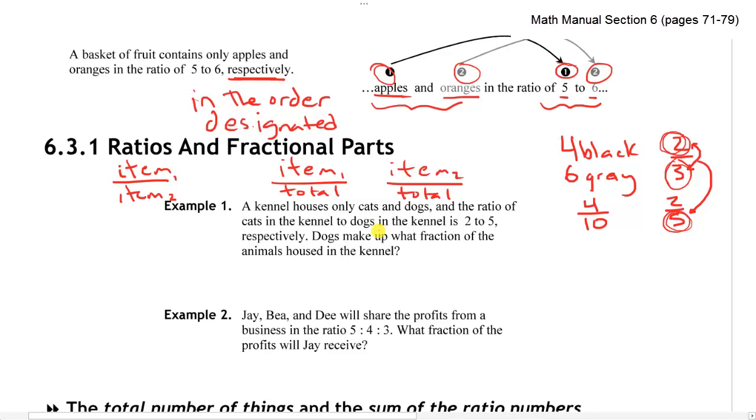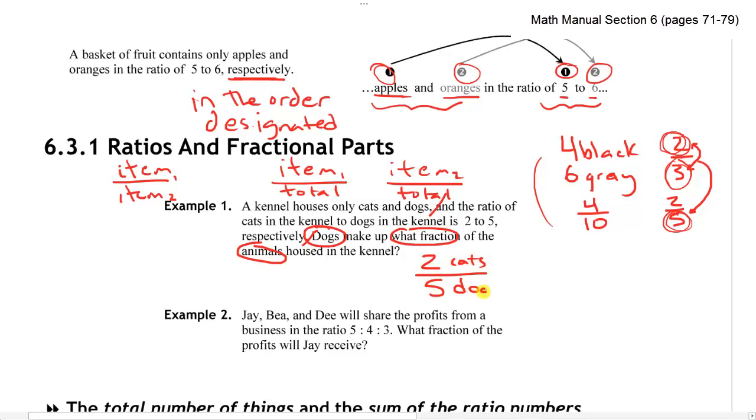So this question says we've got cats and dogs in a kennel. The ratio of cats to dogs is 2 to 5 respectively, and they want to know dogs are what fraction of the total animals. So what we would do here is almost exactly the same as what we did over here. We would say there are 2 cats and 5 dogs.